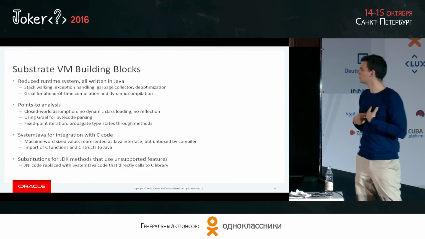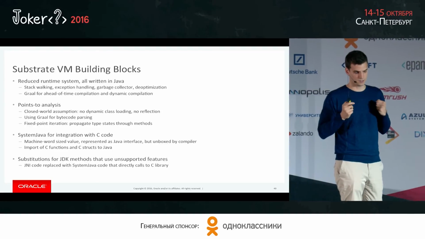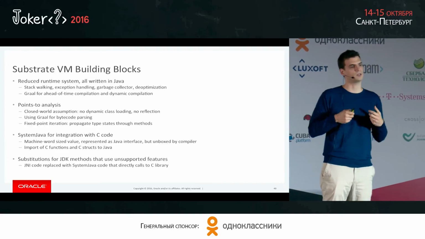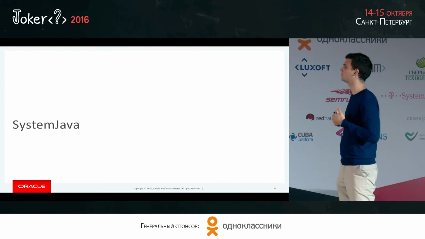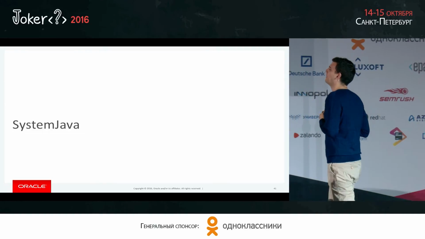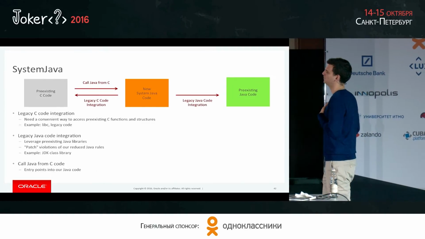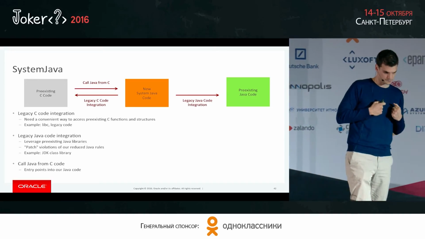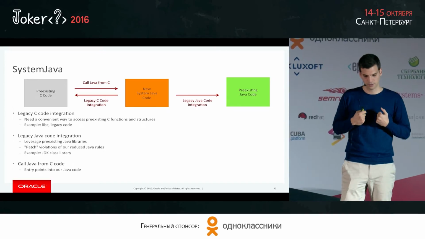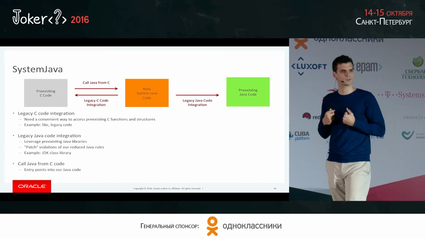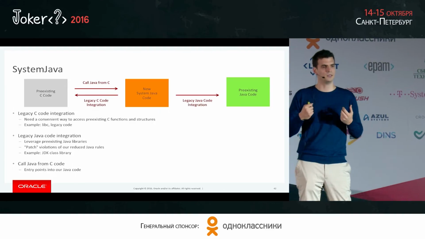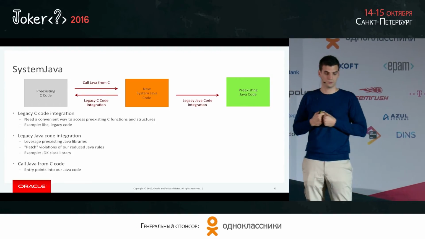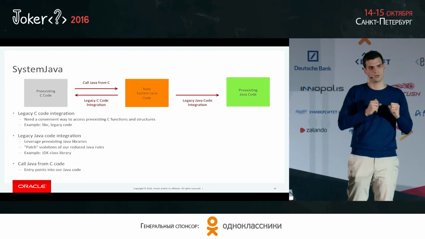And then it also uses something we call System Java for integrating with C code. So I would also like to look at this. System Java is similar to JNI, but it has certain differences. It is used for integrating with legacy C code. For example, if you have something in libc or any other code that you want to use, you can call it directly from your Java programs.